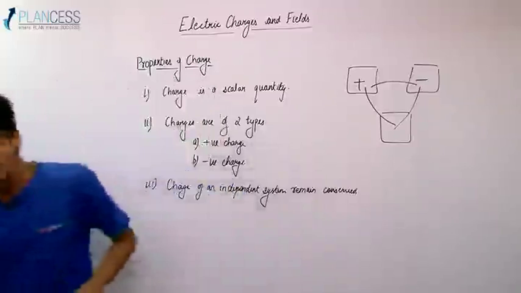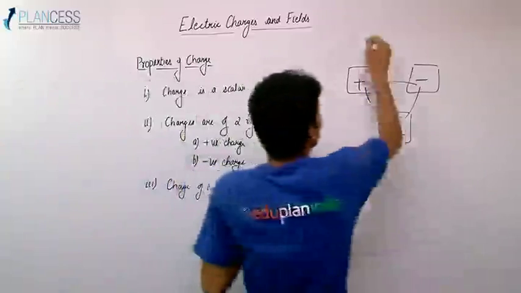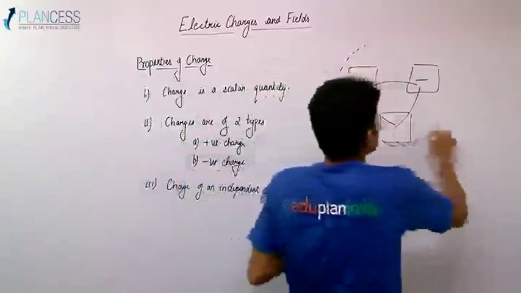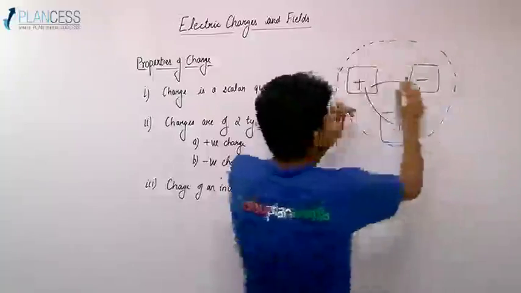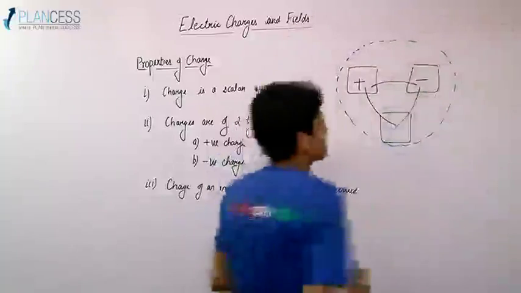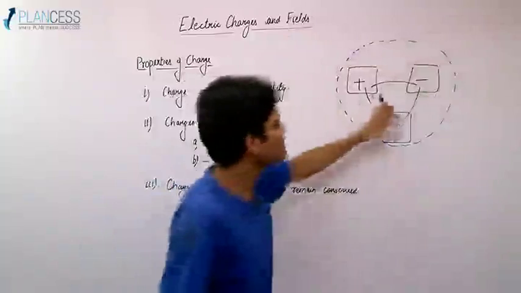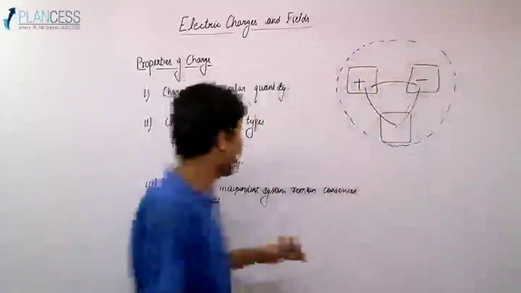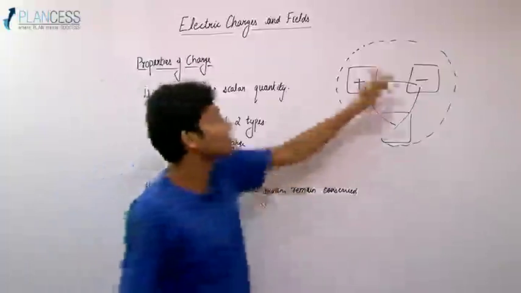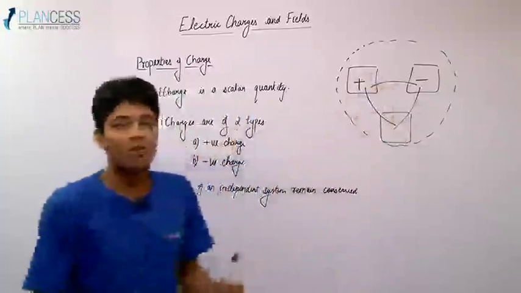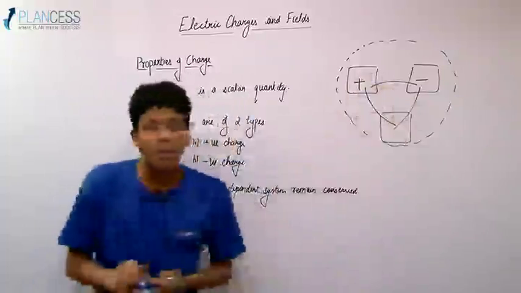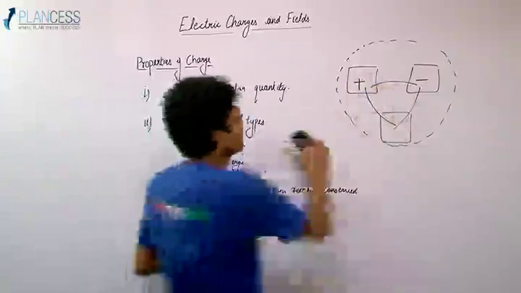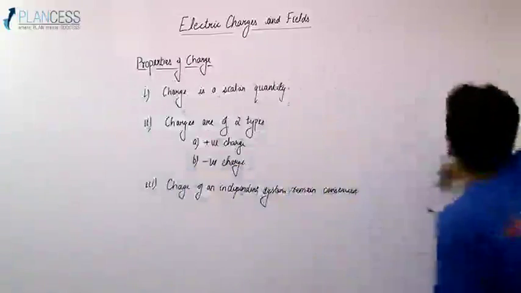But if I choose my system to comprise all three bodies, I can say that this system is not interacting with its surroundings. That means this system is an independent system. So the charges in the system of these three bodies will always remain conserved. So this was something about charge being conserved.